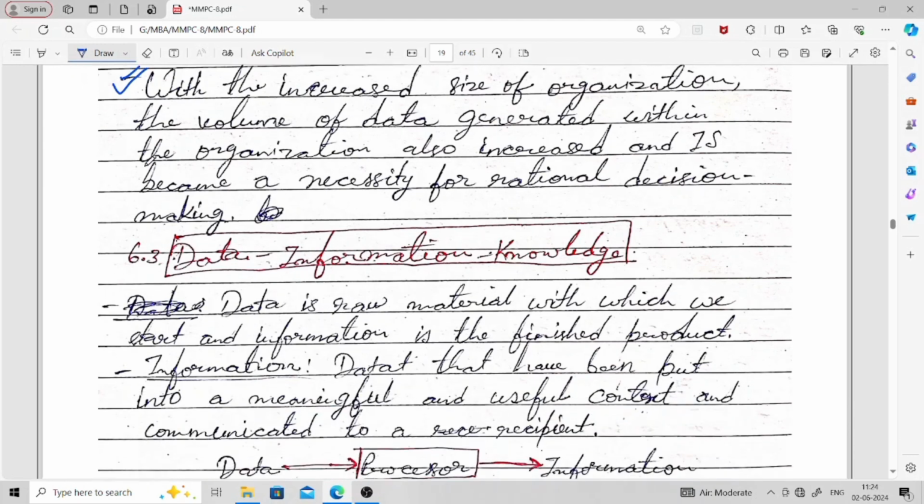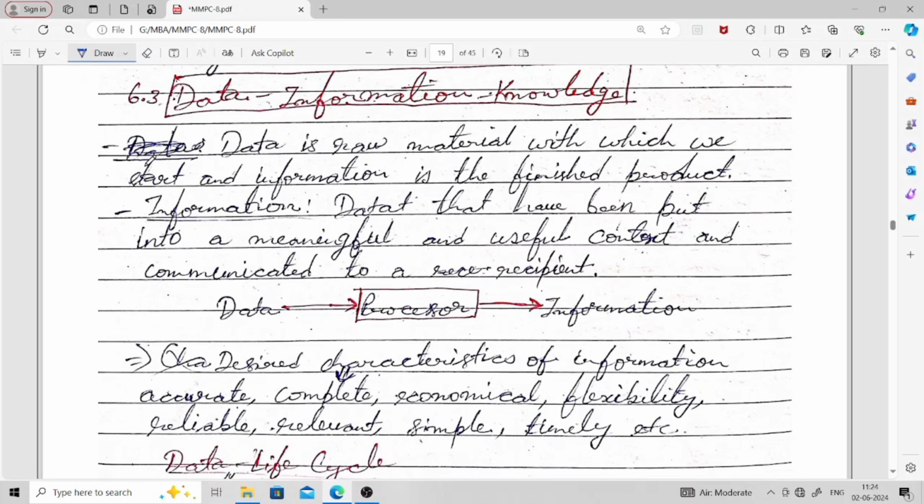Then next we have 6.3, that is data, information, knowledge. Now we are going to discuss data, information and knowledge. What is data, what is information, and what is knowledge? As you can see on your screen, data is the raw material with which we start, and information is the finished product. We collect the data in raw form, do some kind of processing on it, and then we get the information.